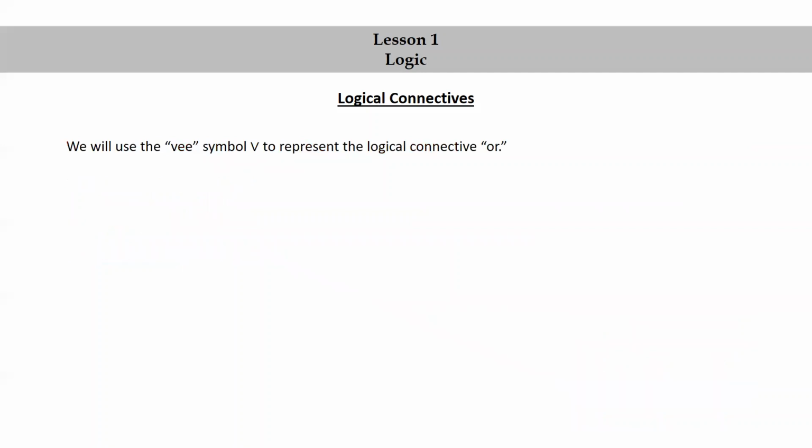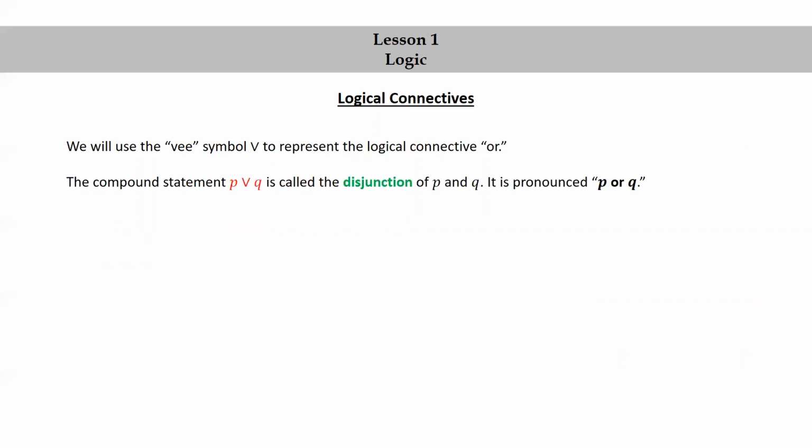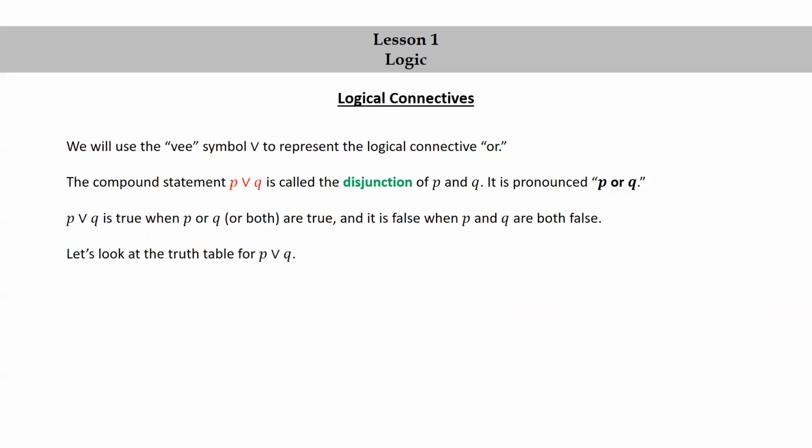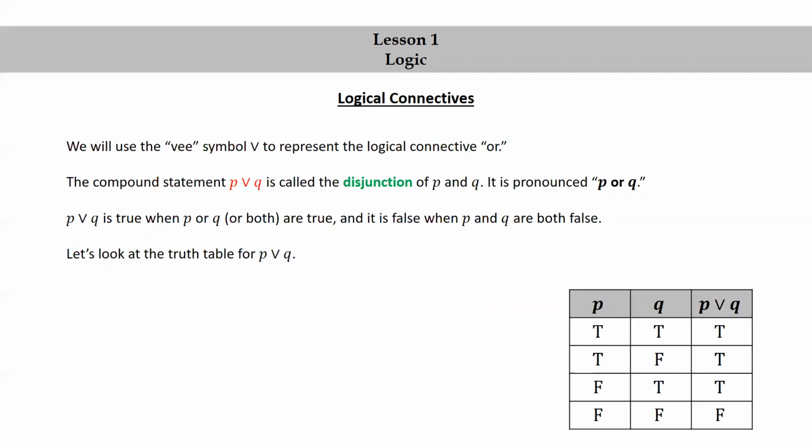We will use the V symbol to represent the logical connective or. The compound statement P V Q is called the disjunction of P and Q. It is pronounced P or Q. P or Q is true when P or Q or both are true, and it is false when P and Q are both false. Let's look at the truth table for P or Q.